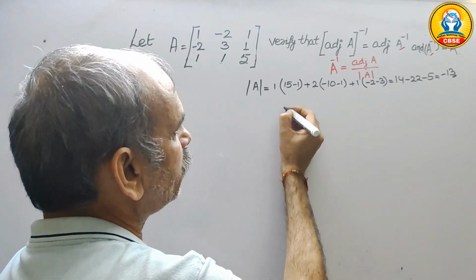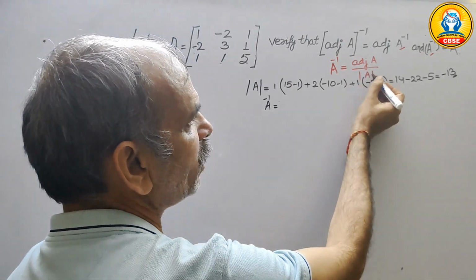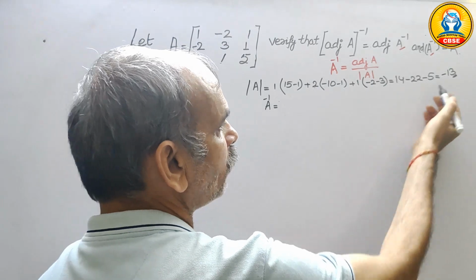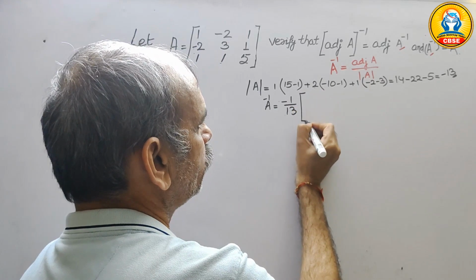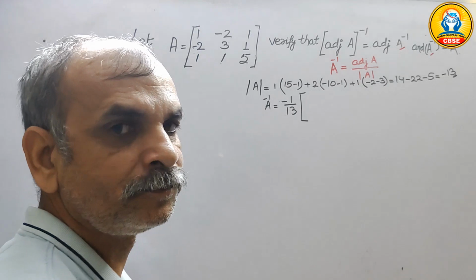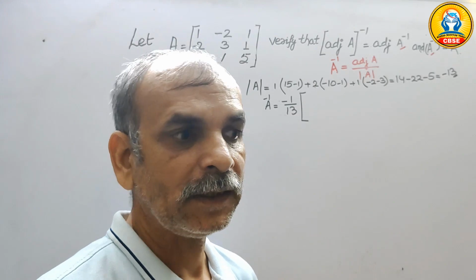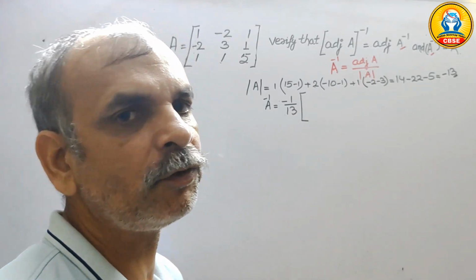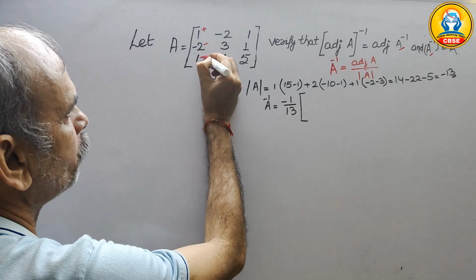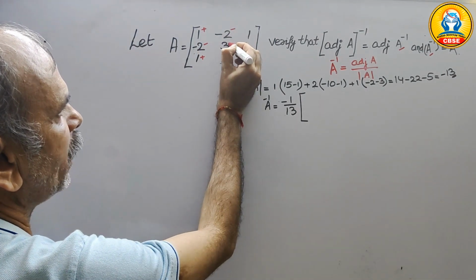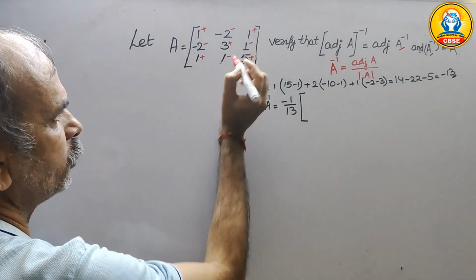Next, we have to substitute here. What we will get? Here we will get A inverse is equal to, this determinant is in the denominator, so here we will write minus 1 by 13. Next we have to go for adjoint A. For adjoint A, we should know the position of that element, that is positive or negative. So just we will write that. First comes positive, then negative, then positive. This is negative, then positive, then negative, then this is positive, then negative, then this is positive.